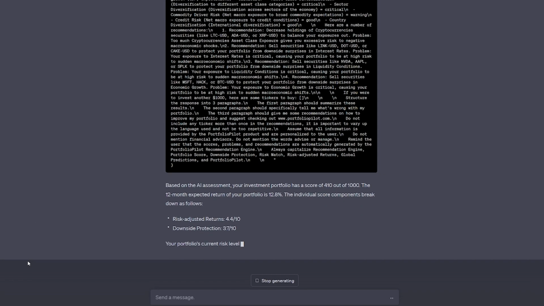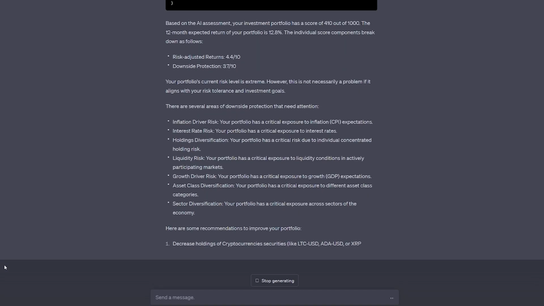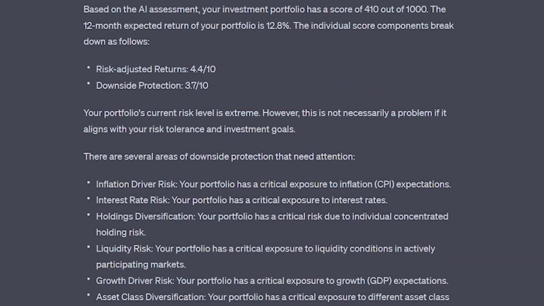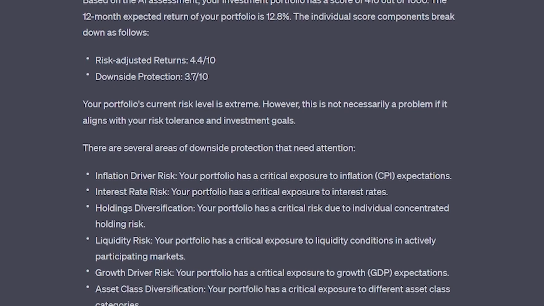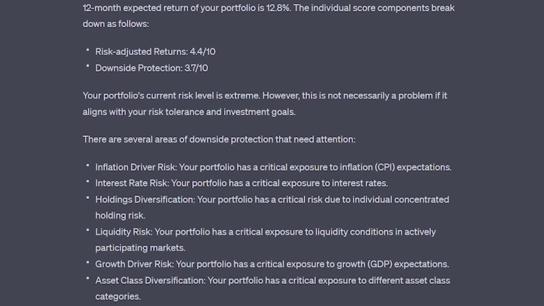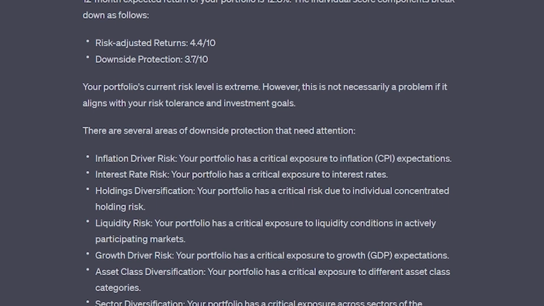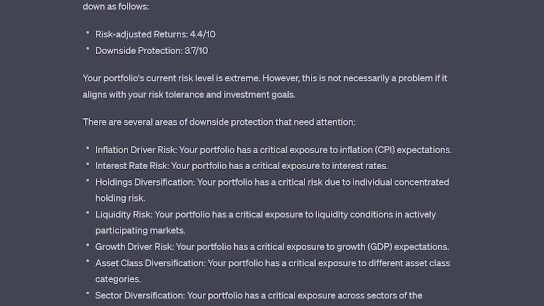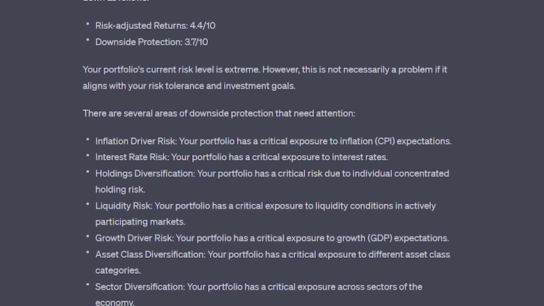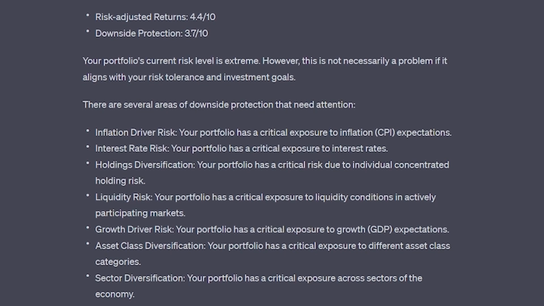So it says your portfolio has scored 410 out of 1,000. The 12-month expected return of your portfolio is 12.8%. It's given us a risk adjusted returns and a downside protection rating. It says your portfolio's current risk level is extreme, and that's obviously because of all the crypto in the portfolio.